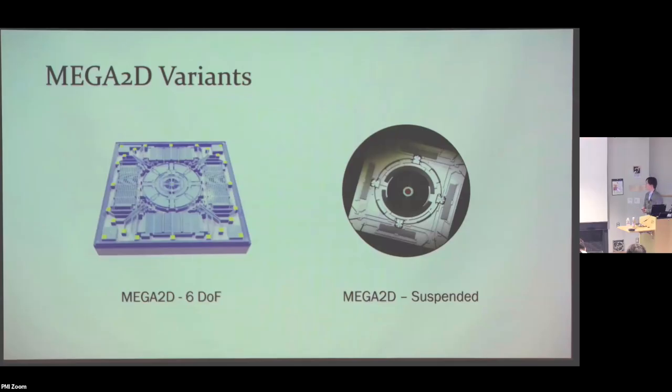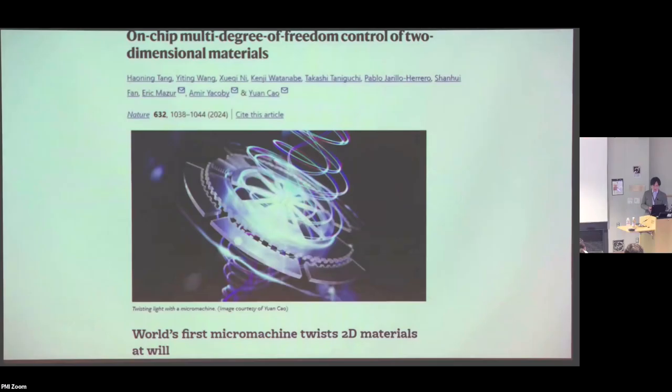In the meantime, we're also developing new types of these MEMS 2D devices where we can firstly incorporate more degrees of freedom, more than just the z direction and the rotation. We can also start doing scanning as well. And we have also been working on developing suspended devices where we can access the 2D interfaces from the backside of the substrate, so that we can do ARPES and maybe TEM and other types of studies. This work appeared in Nature last year. So if you have interest in details, you can look into that paper.